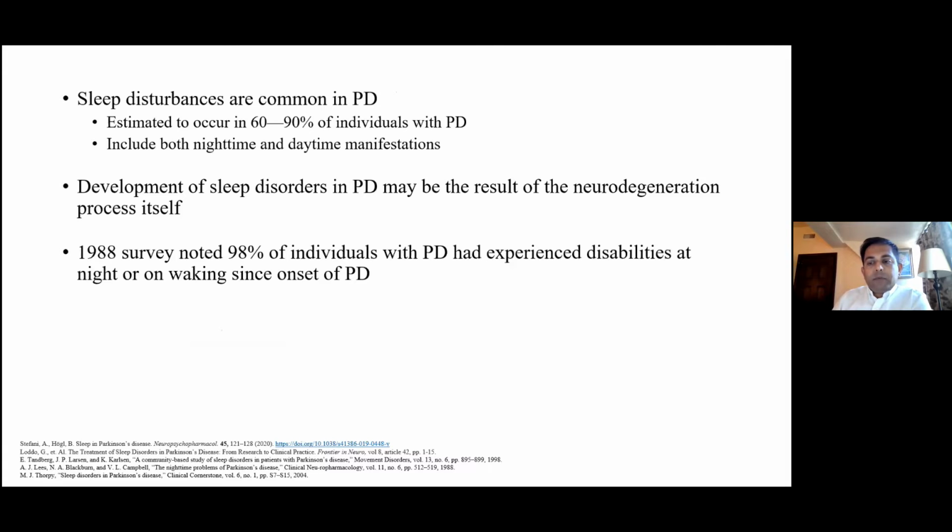The development of sleep disorders in Parkinson's may be the result of the neurodegenerative process itself, which can disrupt the networks regulating the sleep-wake cycle, but also deplete many neurotransmitters that possibly play a role in the initiation and maintenance of sleep. A 1988 survey noted that about 98% of individuals with Parkinson's had experienced disabilities at night or on waking since the onset of Parkinson's. Disturbed regulation of maintaining wakefulness, or staying awake during the day, was shown to be prominent in about 30% of individuals with Parkinson's.